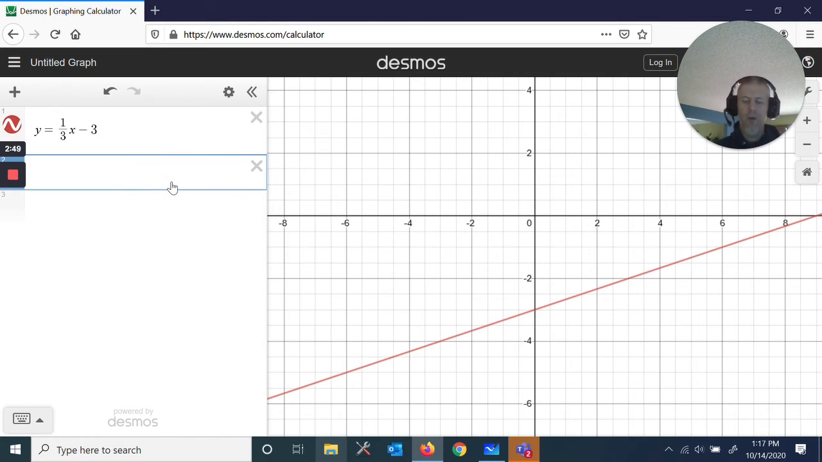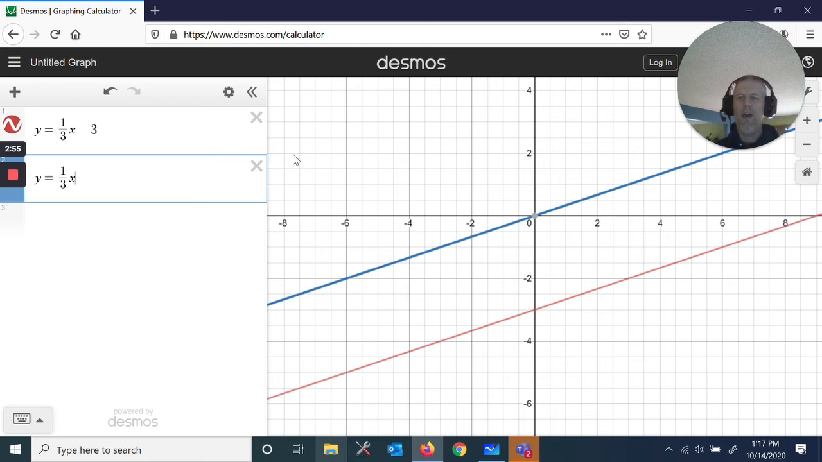So I know my slope has to be the same. So I'm going to say y equals 1/3 x. And so now I've already got another line here, this blue line, right? So my y-intercept is actually 0 because it's +0. So that would be the equation of a line parallel. And really my y-intercept can be anything.